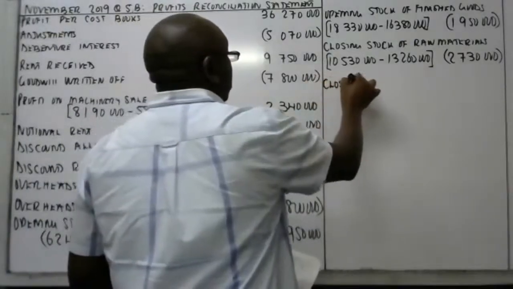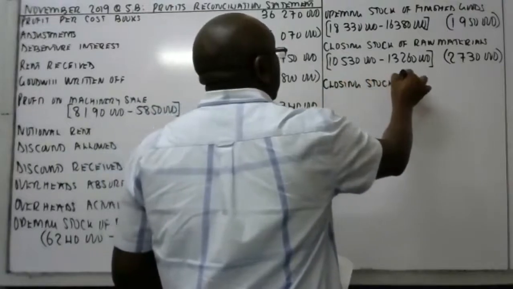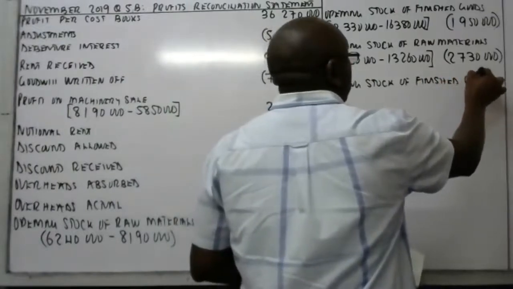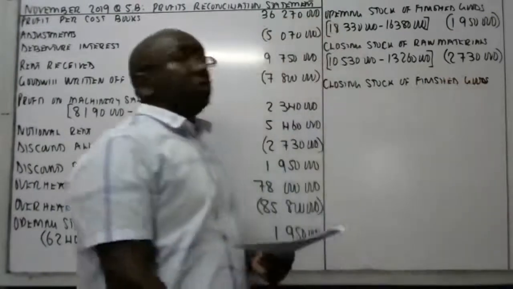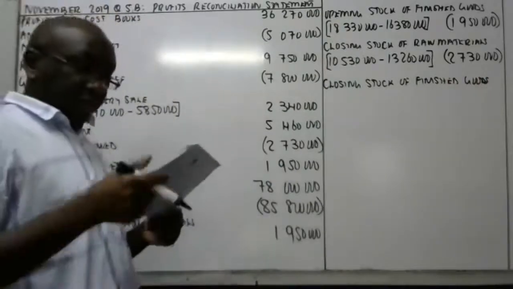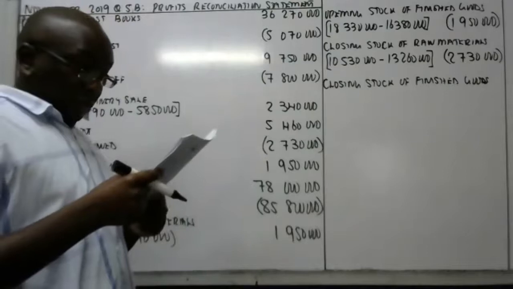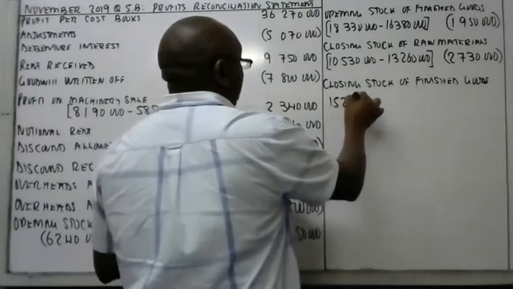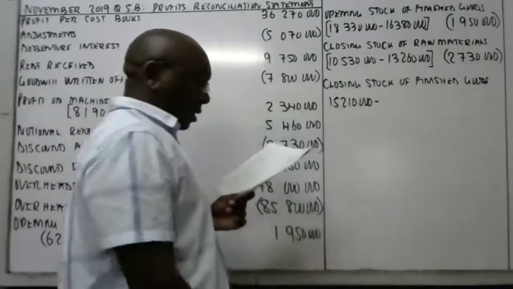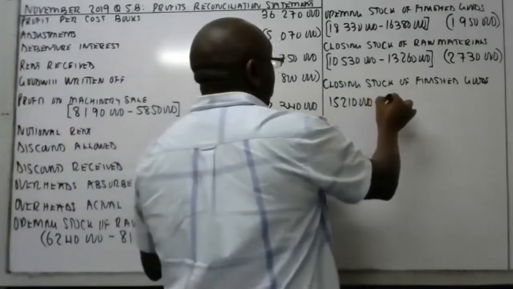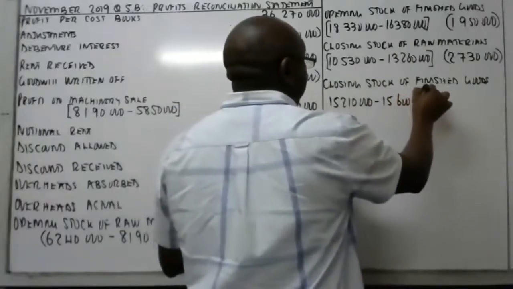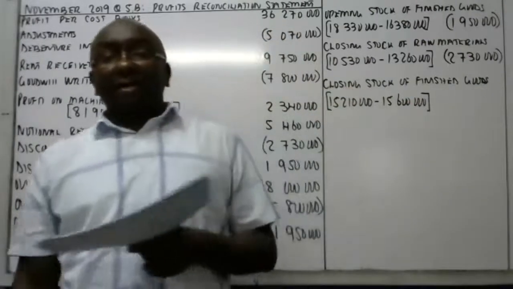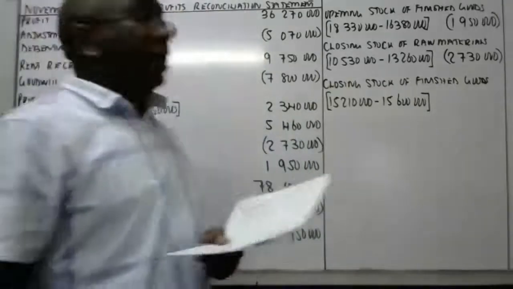Then closing stock of finished goods. It is 15,210,000 minus 15,600,000. So give me the difference. 390,000.